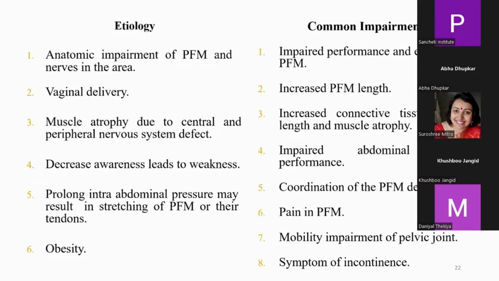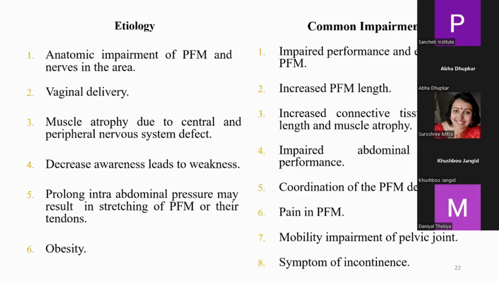So the etiology is that the reason is the anatomic impairment of the pelvic floor muscle and the nerves if they're affected in the pelvic area. This is the first reason. Second will be vaginal delivery. Third will be muscle atrophy due to any peripheral nervous system involvement. Fourth will be decreased awareness. If we are not aware about this, then definitely we are going to have pelvic floor muscle weakness.